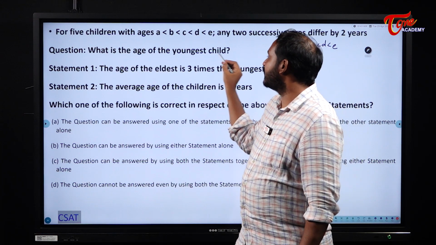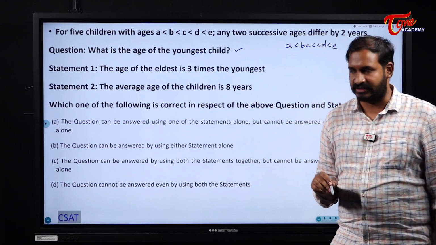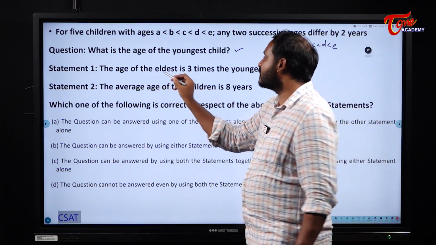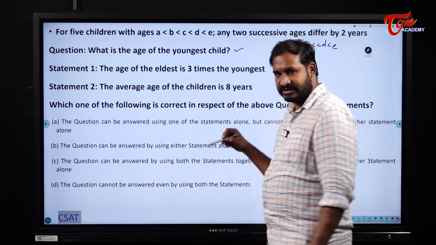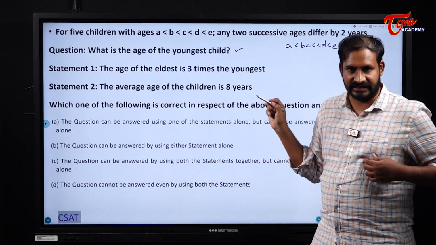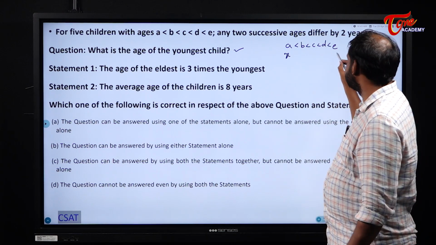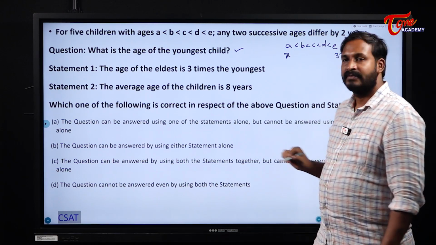What is the age of the youngest child? That is the given question for us. Now, I will check the first. The age of the eldest is 3 times the youngest, they are telling. For example, if A's age is x, what about the eldest age? It will become 3x.